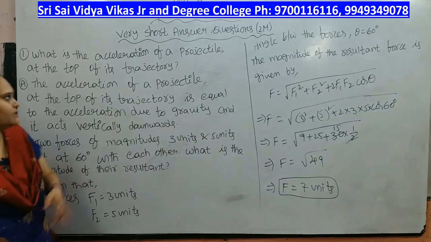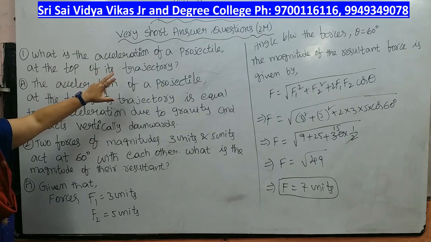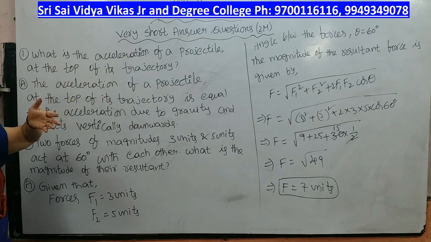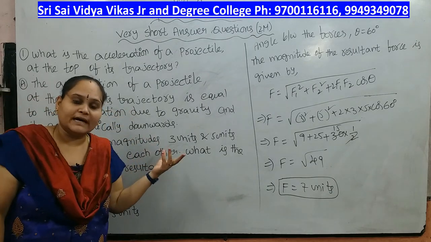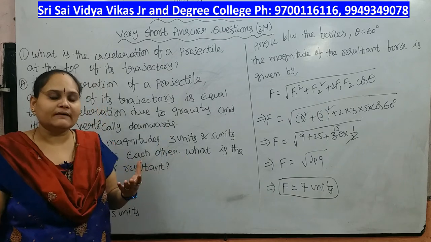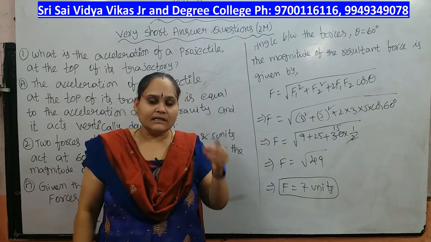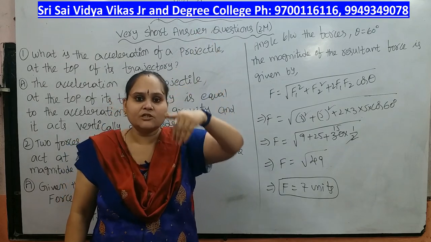Once more I will repeat. What is the acceleration of a projectile at the top of its trajectory? At the top of its trajectory, it will be equal to the acceleration due to gravity and it acts downwards. Acceleration due to gravity is represented with g, which acts downward, but if acceleration due to gravity acts upwards, then g will be converted into minus g.